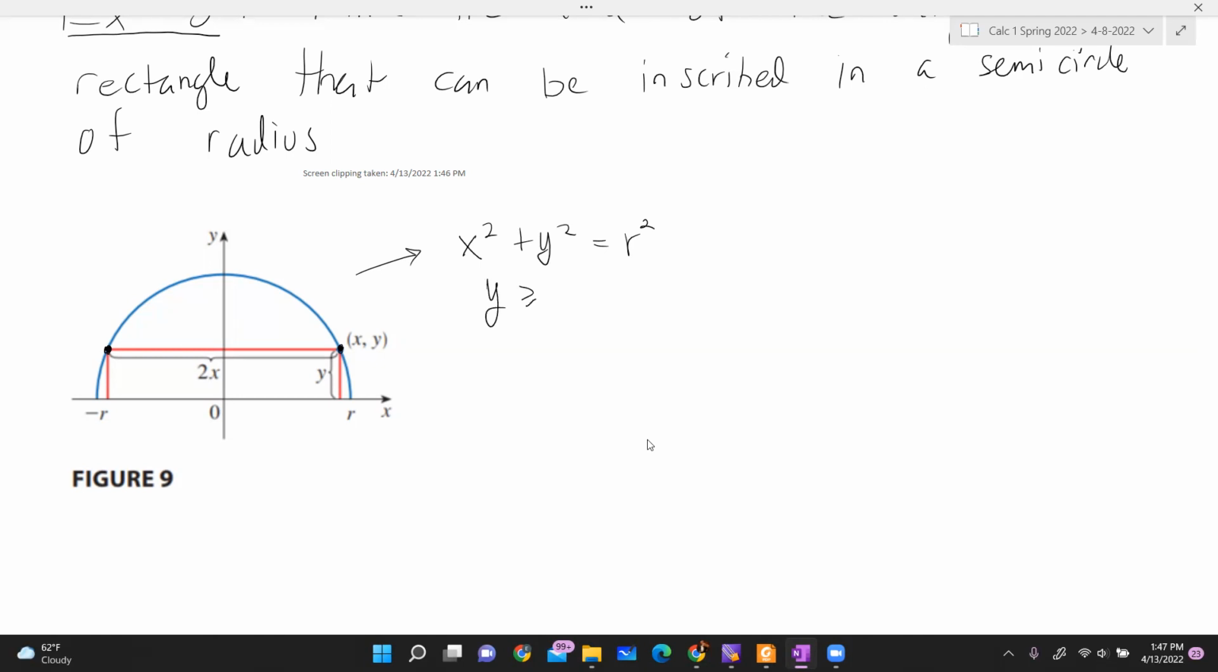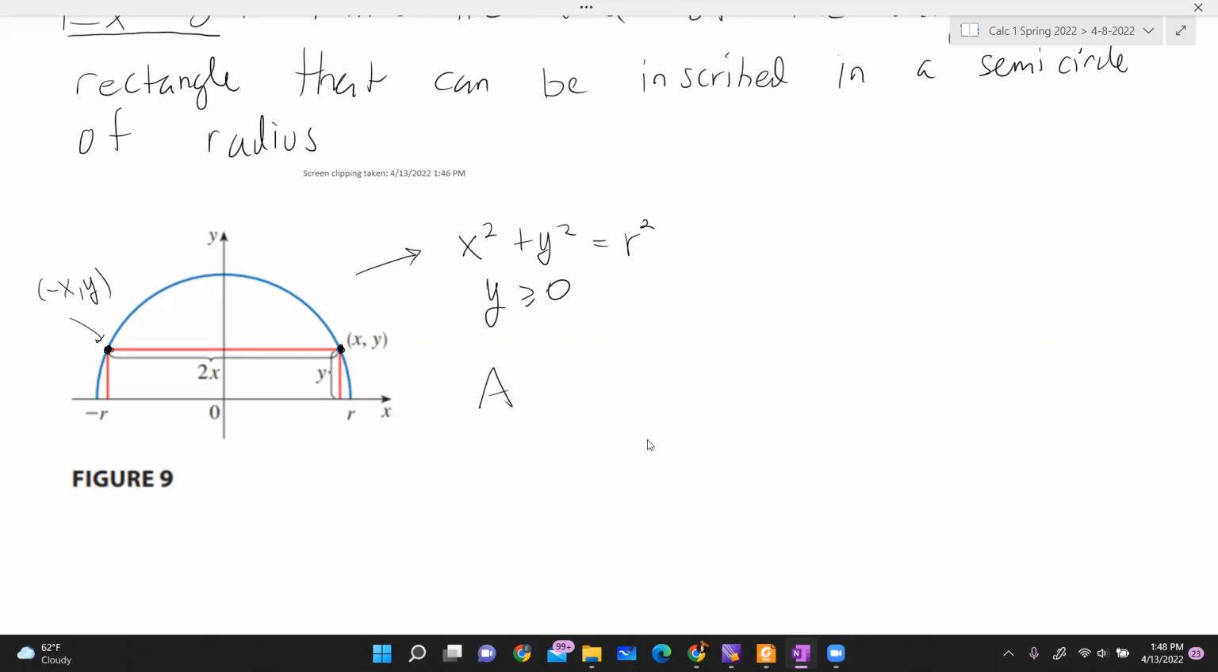And of course, y has to be greater than or equal to 0 because we're talking about the upper half. And so if (x, y) is on this side of the circle, then this point must necessarily be (negative x, y). And so we can describe the area then.